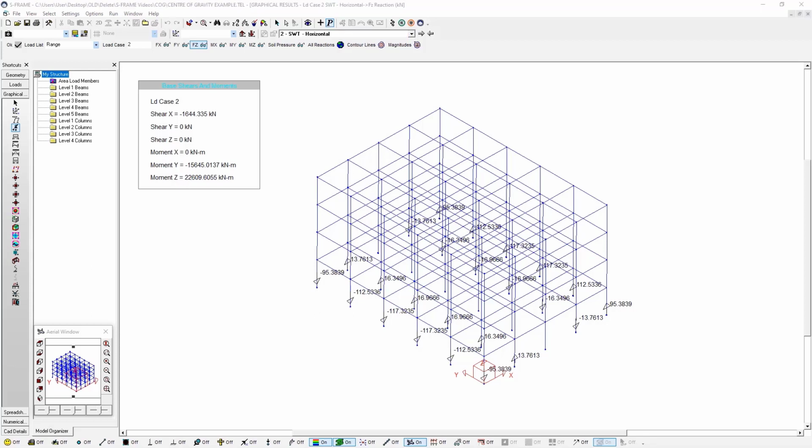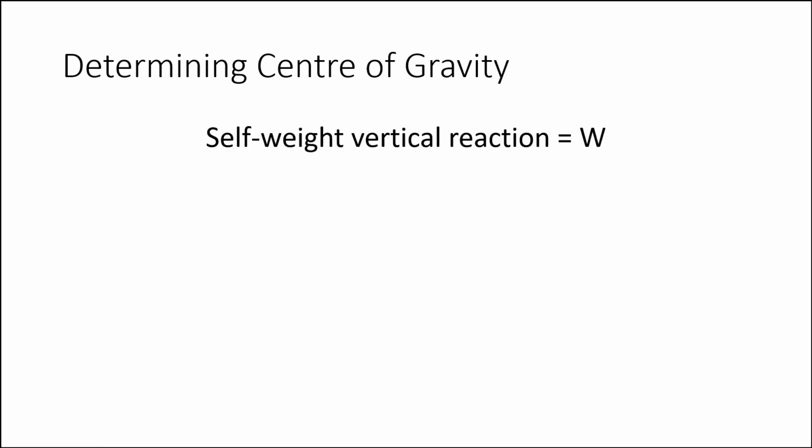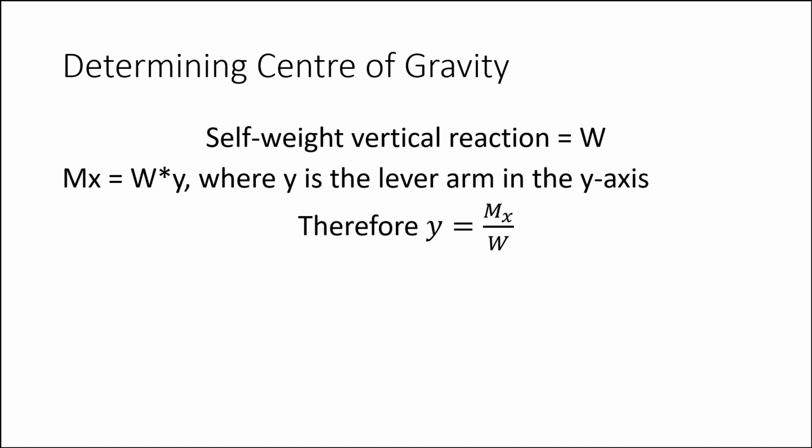Now let's go back into the slideshow for a second. I want to explain how we can use that information to calculate our center of gravity. First of all, we know that our self-weight of the vertical reaction is equal to W. We'll call it W here. The moment about the x-axis, if we're looking at the vertical self-weight load case, equals W times the Y lever arm. And we can isolate Y and determine that the Y lever arm is equal to MX divided by W.